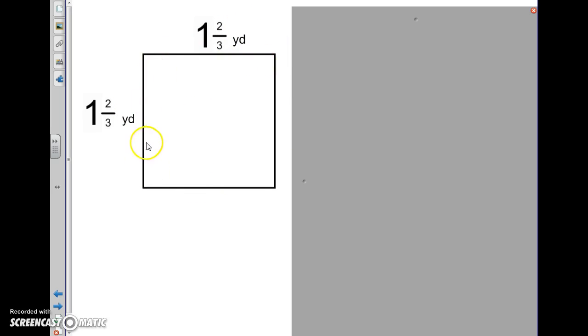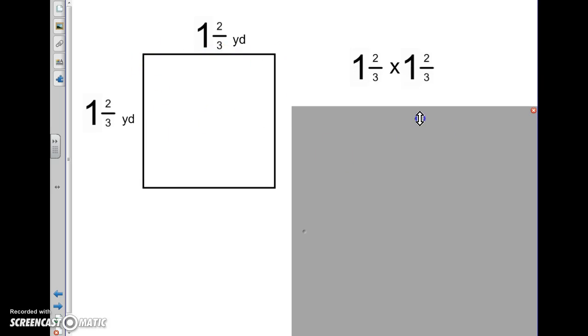There's a square that's 1 2/3 yards long and 1 2/3 yards wide. And as we know, to find the area of a square or any other rectangle, we multiply the length times the width. So that means that we're going to be looking at 1 2/3 times 1 2/3.